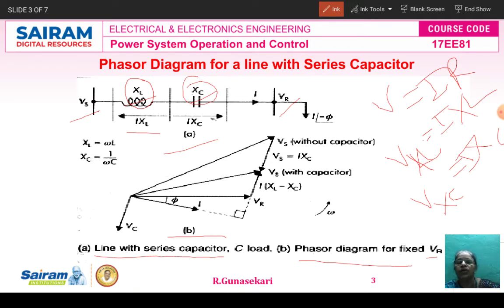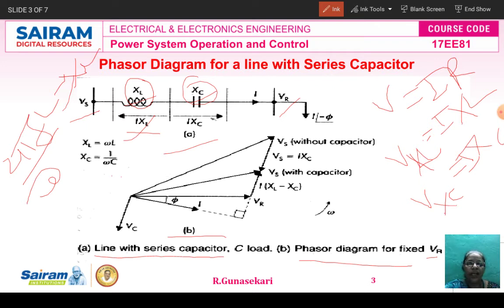You already know XL is 2 pi F L. 2 pi F is omega. So XL is equal to omega L. Then XC is equal to 1 divided by 2 pi F C. 2 pi F is omega, so XC is equal to 1 by omega C. So this is the transmission line with the series capacitor and the load. This is the load only.